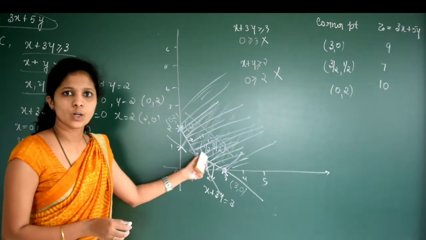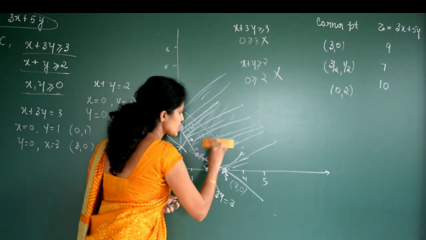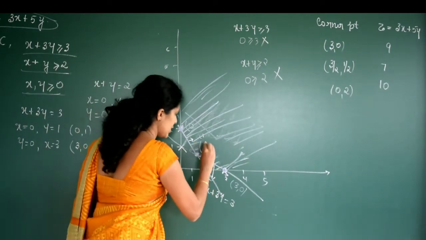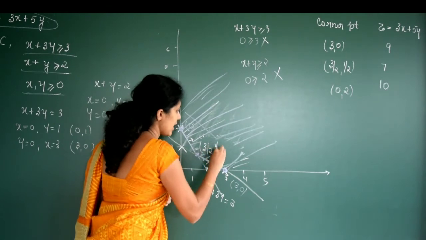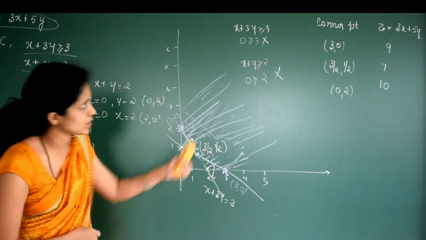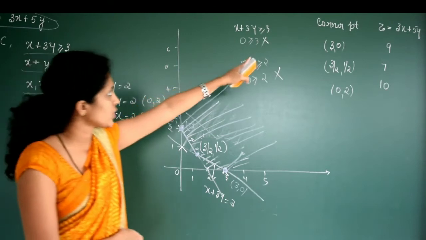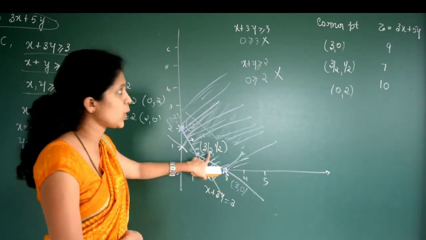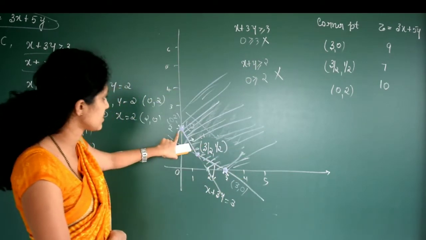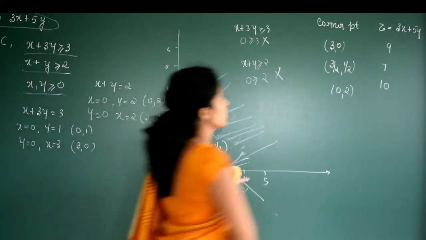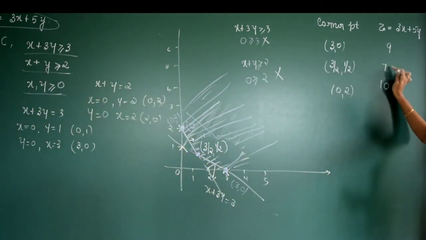Sorry, this point is not 1 by 2 and 3 by 2. This should be 3 by 2 and 1 by 2. Check in your graph, 3 by 2 and 1 by 2. So the 3 corner points we have substituted there: 3 comma 0, 3 by 2 and 1 by 2, and this is 0 comma 2. So we got the values as 9, 7 and 10.